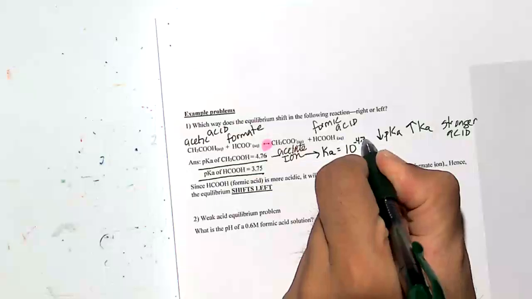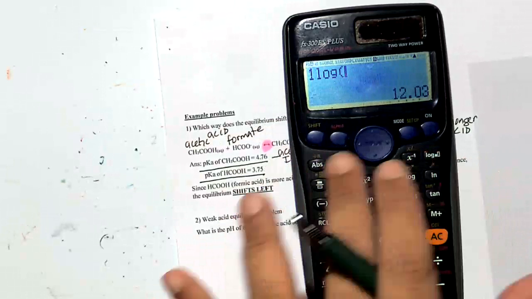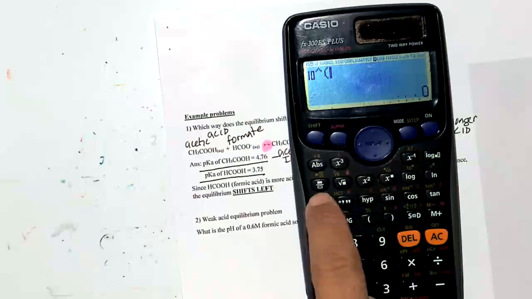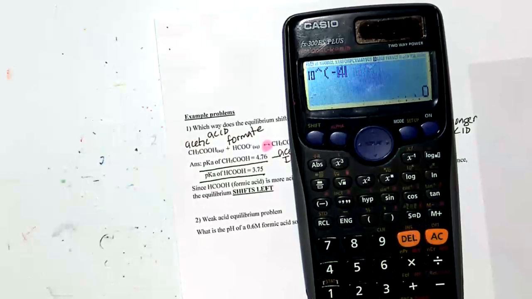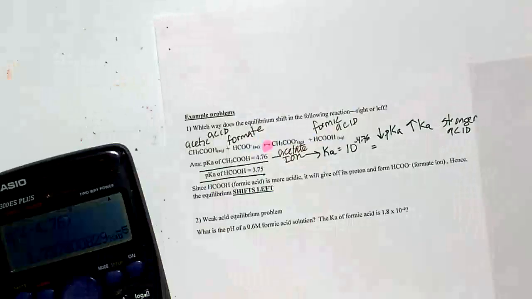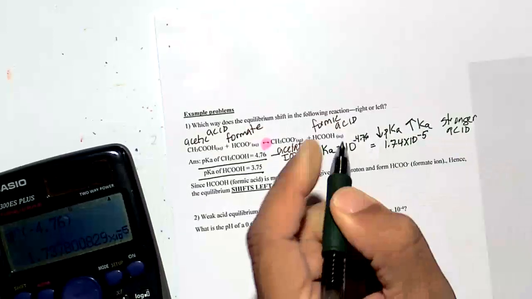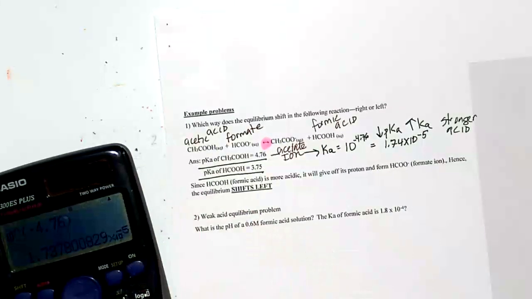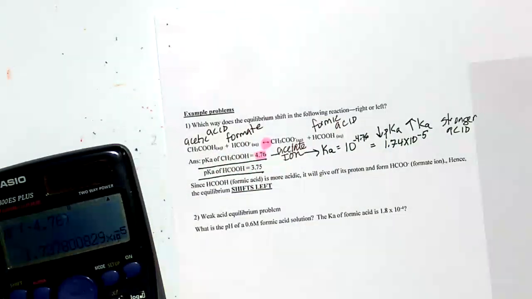So it's going to be 10 to the power of minus 4.76. And what is that on our calculator? Anti-log of minus 4.76 gives 1.74 times 10 to the minus 5. So that's the Ka of acetic acid, which corresponds to a pKa of 4.76.